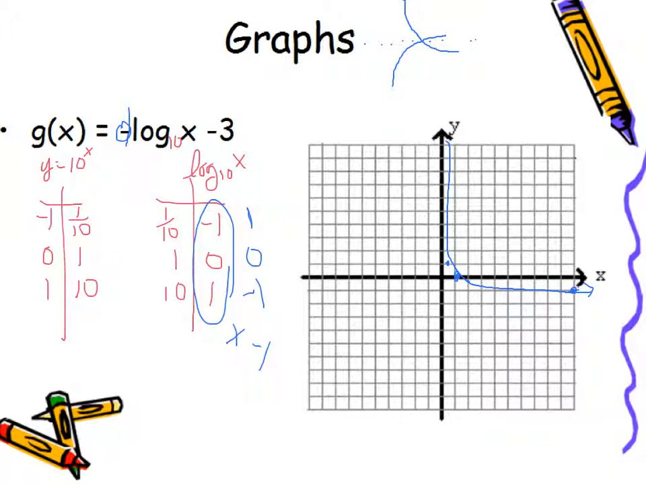That's the reflection, but I still have to move this thing down 3. So I would take all those points I plotted and move them all down 3, and then graph the line. And your vertical asymptote, we didn't move left and right at all, so it's still going to be right here on the axis. And that is the graph of that logarithm.